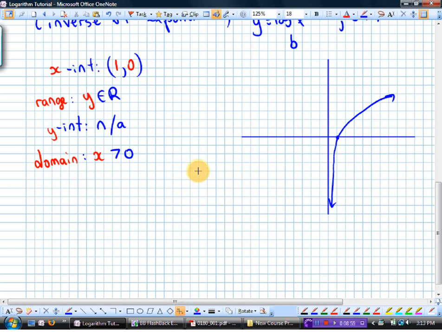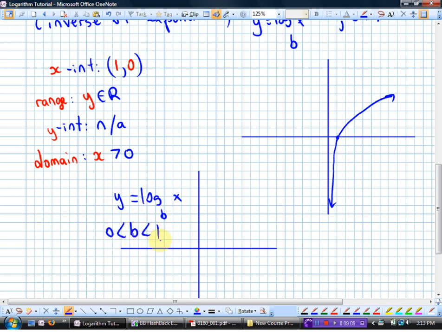Graph paper. So if I have y equals log base B of x, where B is a fraction between 0 and 1, it's still going to go through (1, 0). It's still going to have a domain x greater than 0. It's going to look like that.